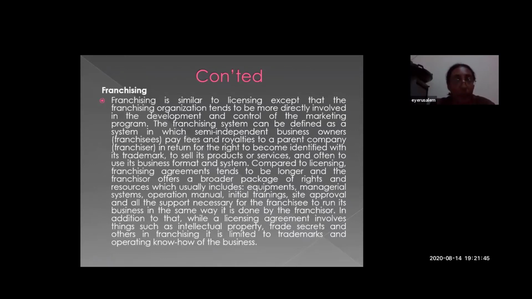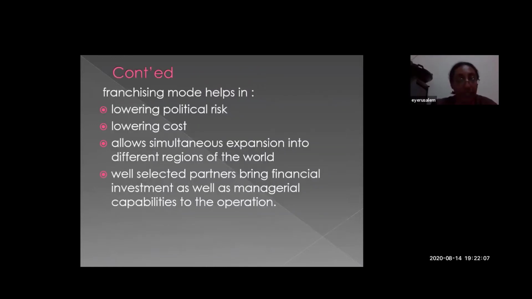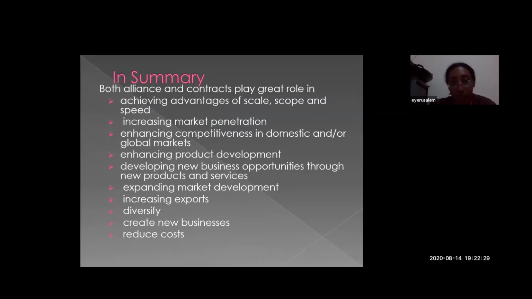Franchising and licensing is meant to give technology and try to give some markets to their partners through contractual agreements. Next, franchising mode helps in lowering political risk, lowering costs, and allows simultaneous expansion into different regions of the world. And well-selected partners bring financial investments as well as managerial capabilities to the operation.